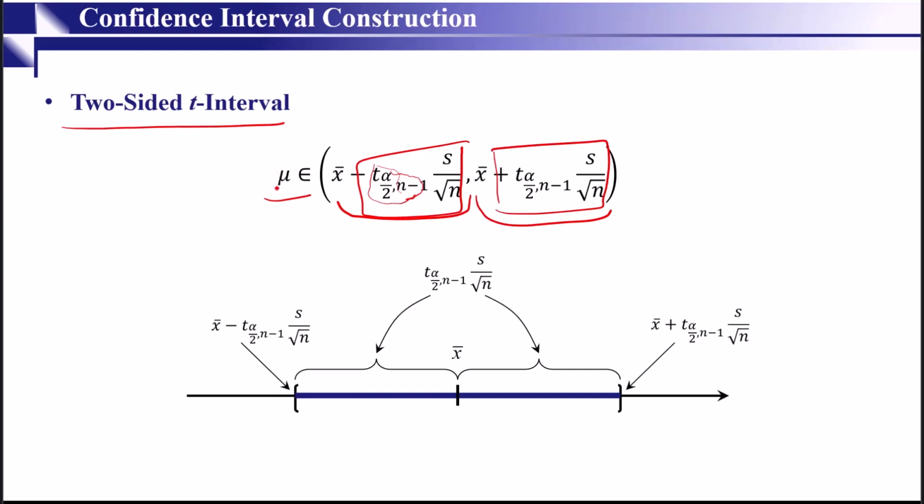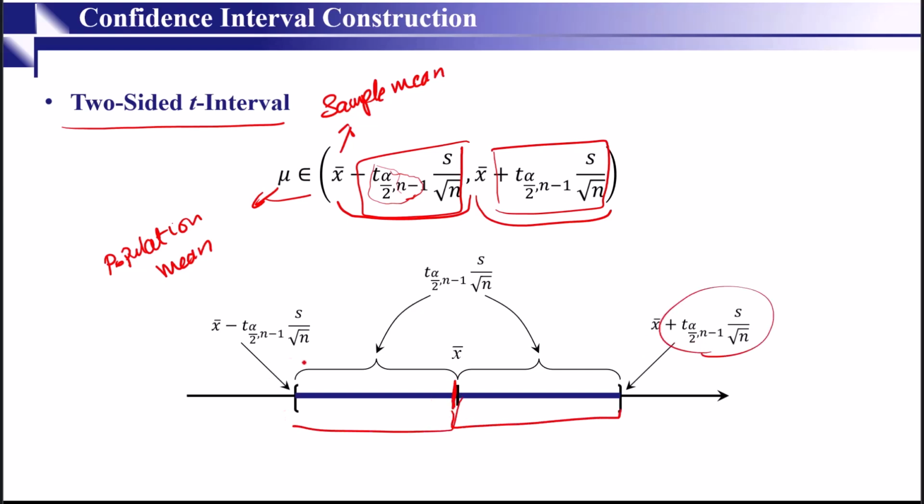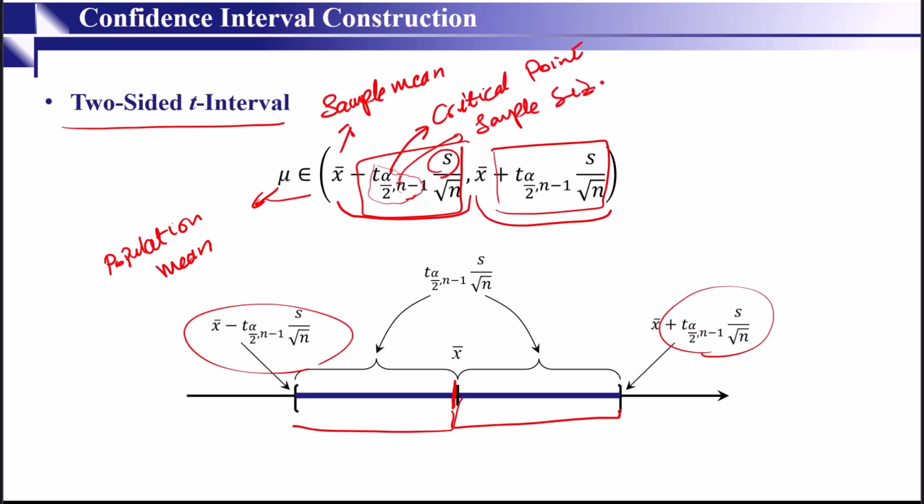In here, mu is our population mean. Then x bar is our sample mean, right? So x bar minus this part, x bar plus this part. As you can see here, x bar is here, x bar plus this value, x bar minus this value, right? So t alpha divided by 2 and n minus 1, this is known as the critical point. This n is the sample size. This S is the sample standard deviation. And this n is again the sample size.